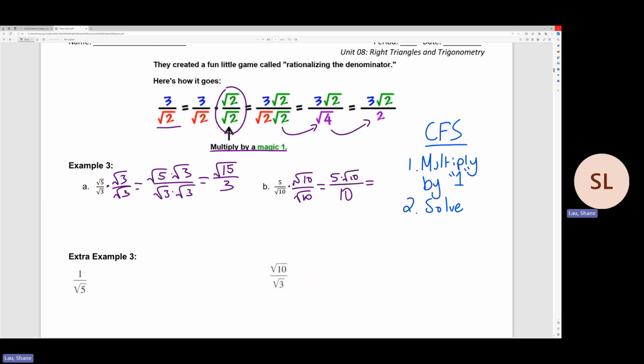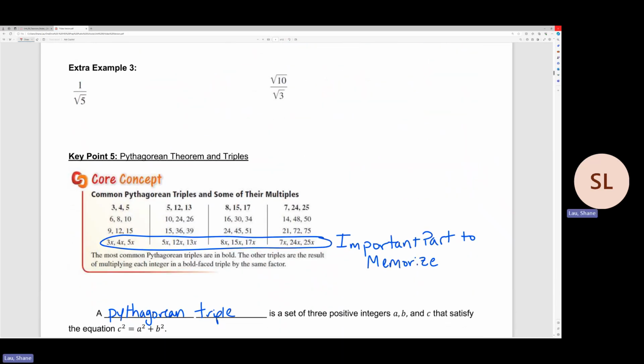And 5 over 10 is 1/2. So 5 times the square root of 10 over 10 is equal to the square root of 10 over 2. Okay. Now, go ahead and take some time, try to solve these last two problems here for example 3. And we'll come back.